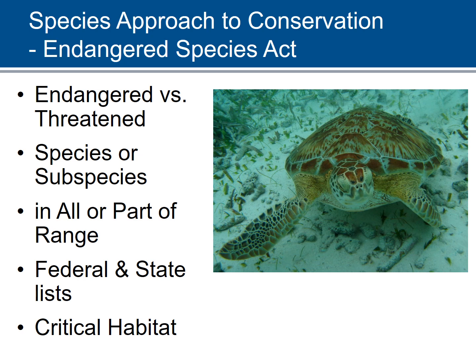The Endangered Species Act protects species or subspecies in all or part of the range. So it could be rare in one location. The bald eagles were rare in the lower 48 states, but they were abundant in Alaska. Doesn't matter, they're still protected in the lower 48 states. And it can be a subspecies.